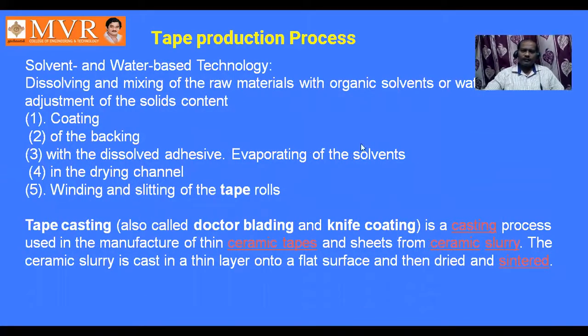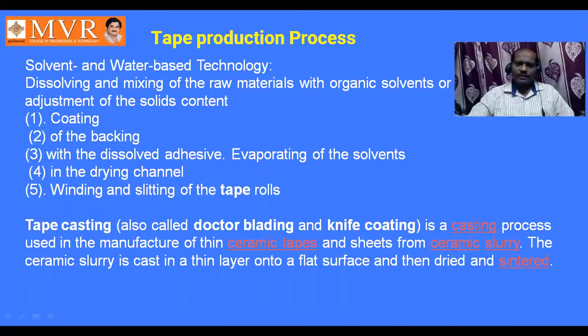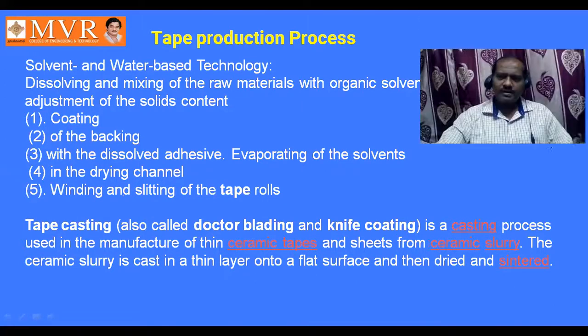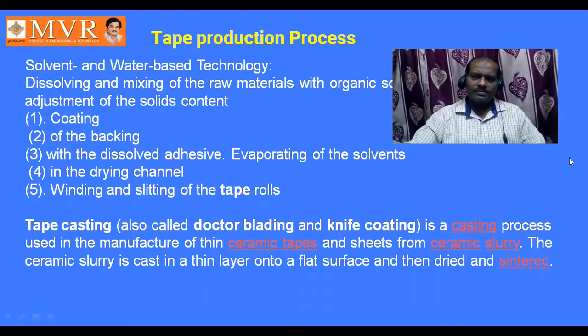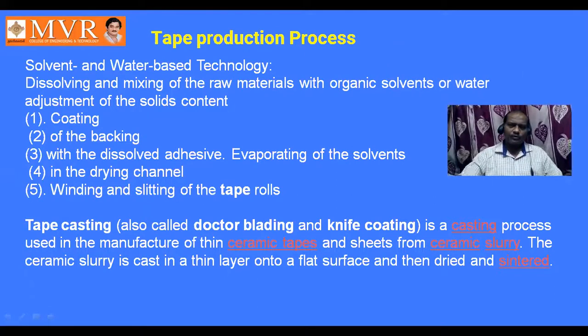If you go for the tape production process, it basically has five types of process. One is solvent and water based technology. It is one of the methods for the preparation of tapes. Here, dissolving and mixing of the raw materials with organic solvents or water, and adjustment of the solids content.